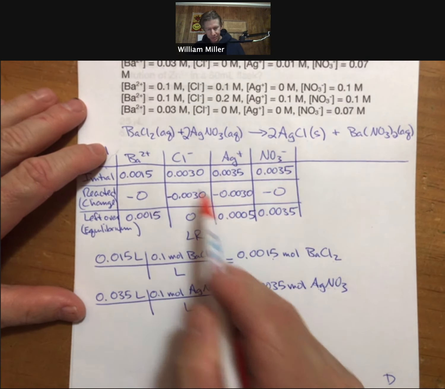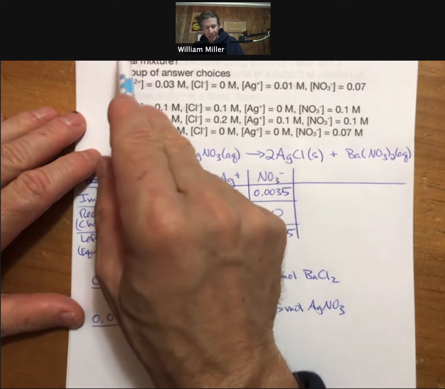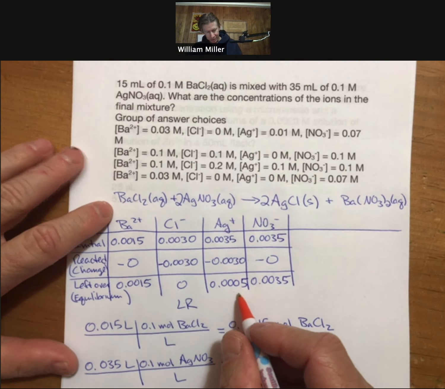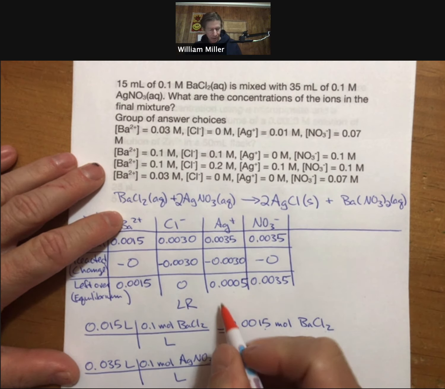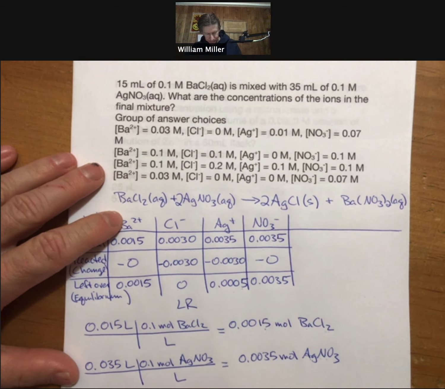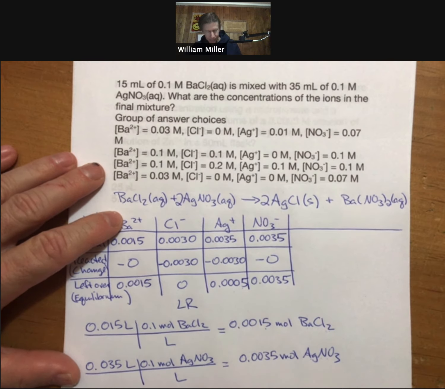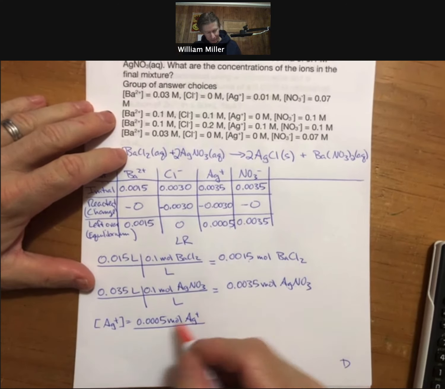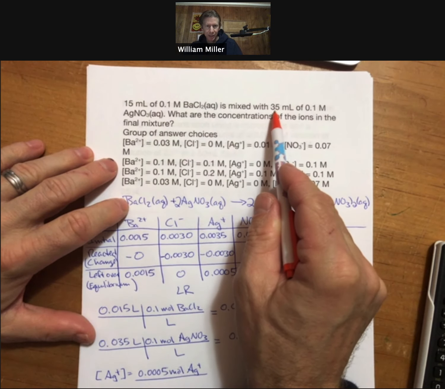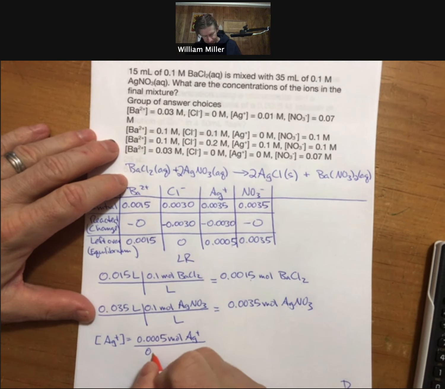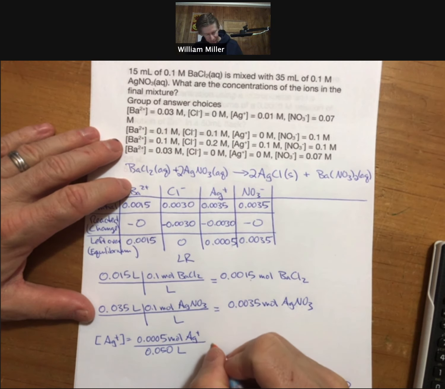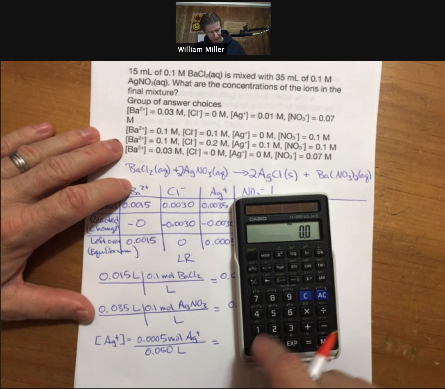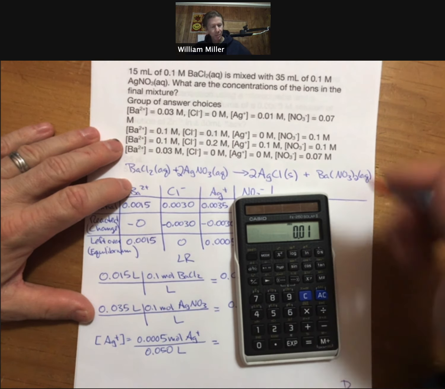So we have moles. These are molarities. What we need to do now is divide by our total volume, which is 50 milliliters. Let's start with silver. So silver concentration, we have our moles left over. Let me get back on screen here, maybe even zoom out a little bit. There we go. My apologies there. Now, we said our total volume was 15 plus 35, or 50 milliliters, which is 0.05 liters. And indeed, 0.0005 divided by 0.05 equals 0.01. There we go.